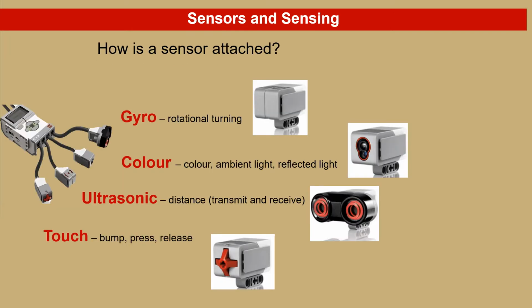As can be seen here, there are a number of different sensors. So you've got the gyro sensor, the color sensor, the ultrasonic sensor, and then the touch sensor. Each of these sensors can then be attached to the processing or the brick by means of wires, and they're usually attached by means of wires that connect the sensor to the input port.